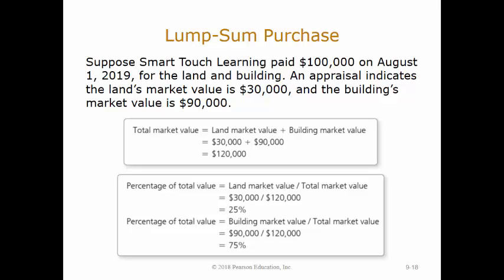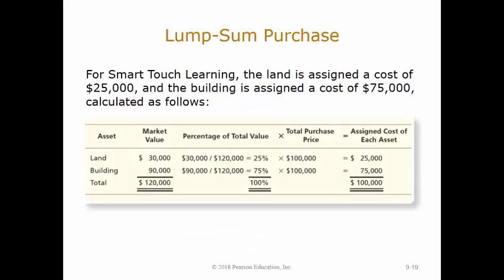First, calculate the ratio of each asset's market value to the total market value for both assets. The total appraised value is $120,000. The land represents 25%, or $30,000 divided by $120,000, of the purchase, and the building represents 75%, $90,000 divided by $120,000, of the purchase. In our example, 25% of the cost should be allocated to the land. 25% of $100,000 is equal to $25,000, and 75% of the cost should be assigned to the building. 75% of $100,000 is $75,000.